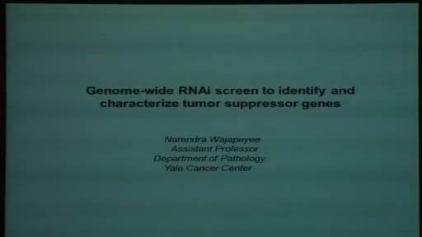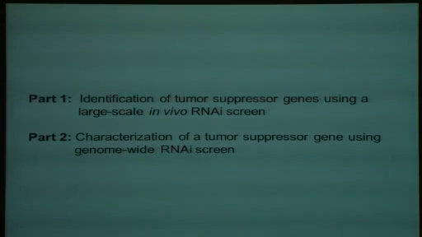So I'm going to talk about two of these projects today. And the talk has been divided into two parts. In part one, I am going to talk about identification of tumor suppressor genes using a large-scale in vivo RNAi screen. And also I'll present a screen where we have characterized a tumor suppressor gene, which we have identified from a previous study using a genome-wide RNAi screen.